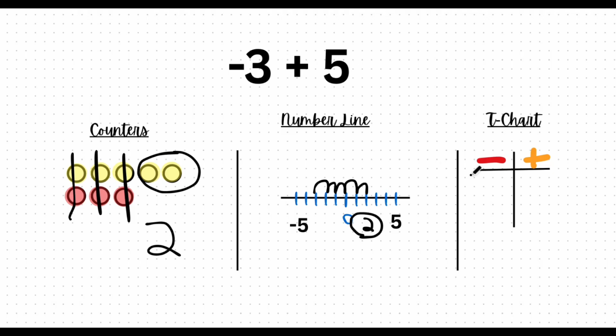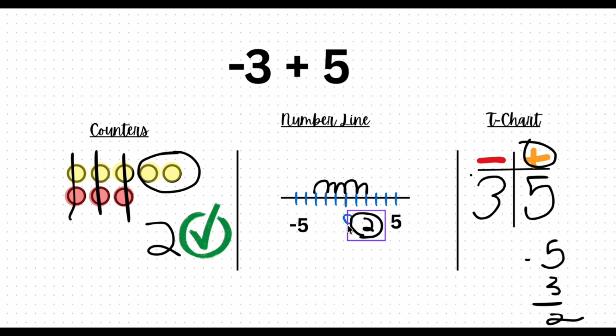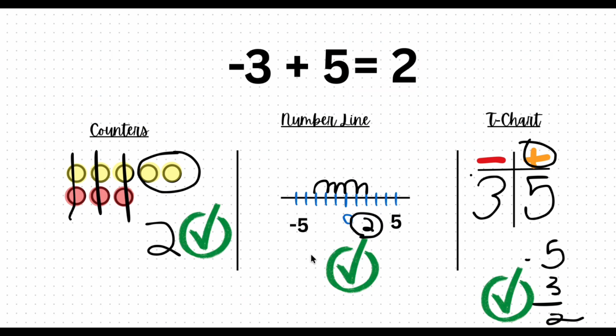Next, for our T-chart, we have 3 negatives and we have 5 positives. We have to figure out, do we have more positives or more negatives? We have more positives, but how many more positives do we have? And when we subtract those 2 numbers, we have 2 more positives. Therefore, -3 plus a +5 is a +2.